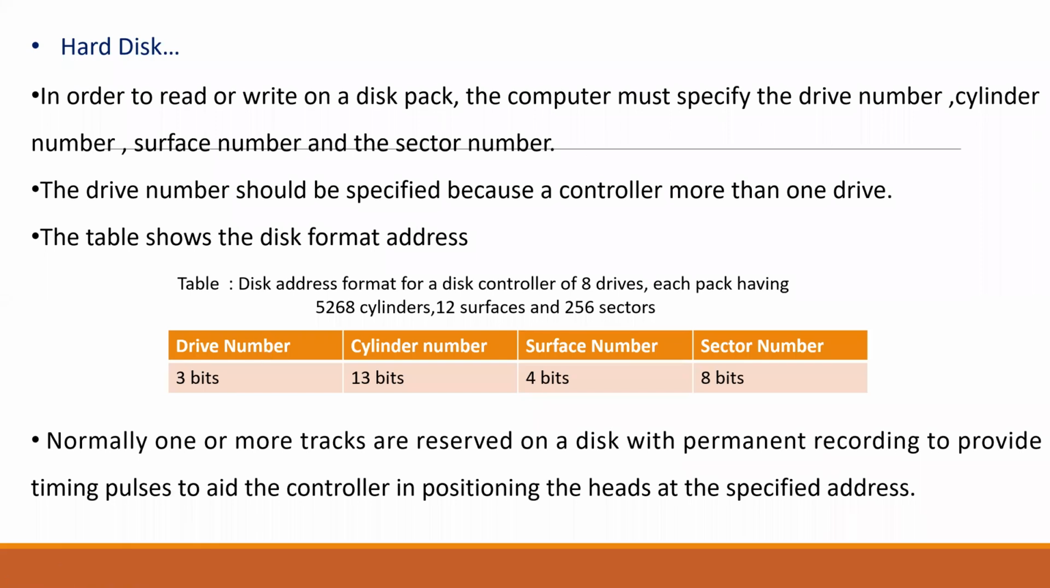The first 3 bits are for the drive number, 13 bits for the cylinder number, 4 bits for the surface number and 8 bits for the sector number. The combination of all this is the address format. Such an address format is used for writing as well as reading data using hard disk drives.